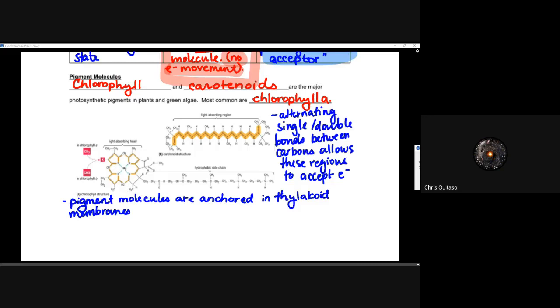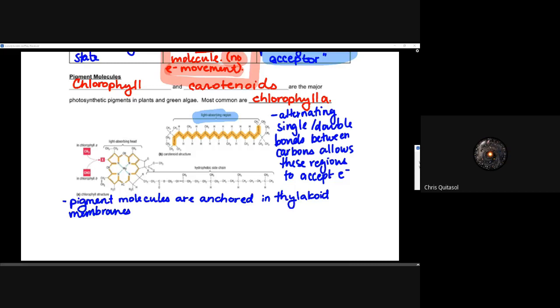So when you think about hydrocarbons as a whole, and where that energy is absorbed, in this case with regards to the carotenoid structure, the alternating single and double bonds between carbons allow regions of that molecule to accept electrons. It's going to accept those electrons that have that energy from the photon, and it will be used in later processes. So it's very important to recognize the two structural differences. In carotenoids, the alternating single and double bonds between those carbons allow for that electron acceptance.